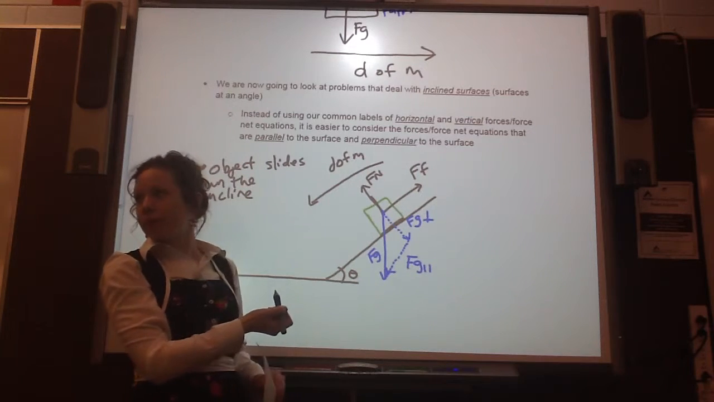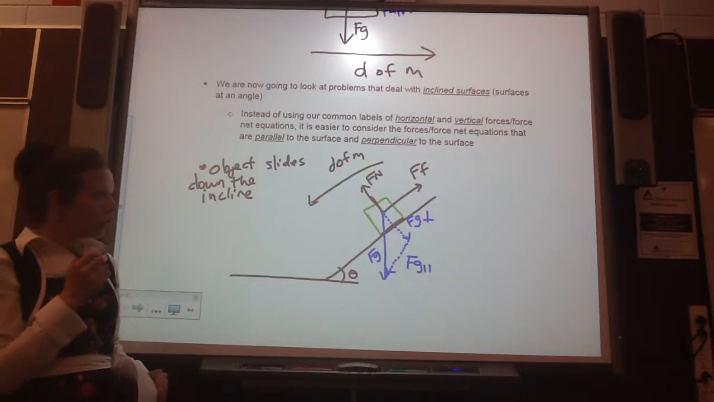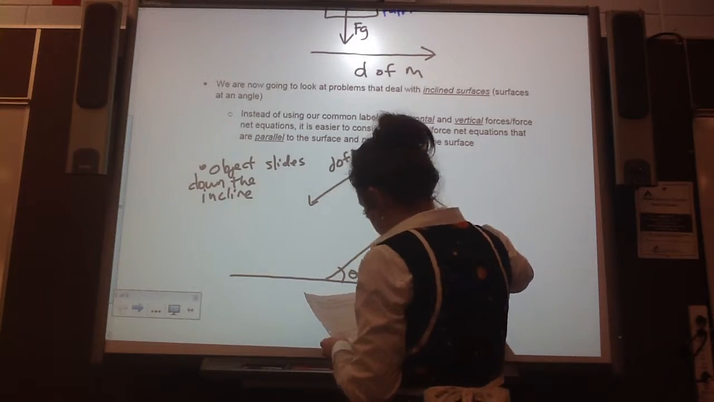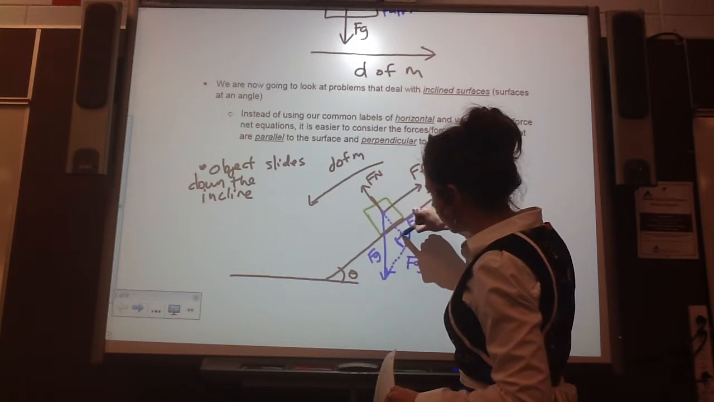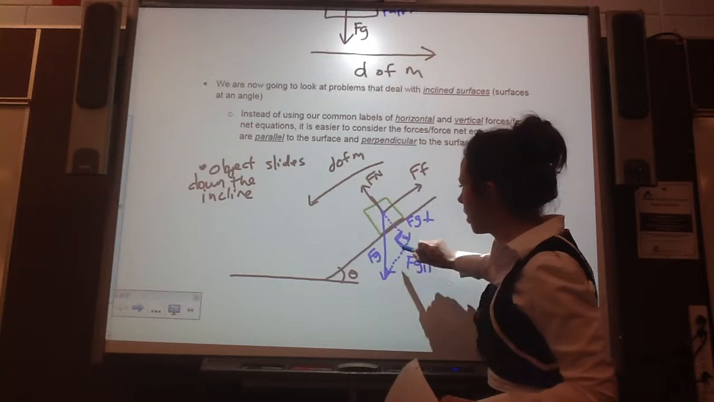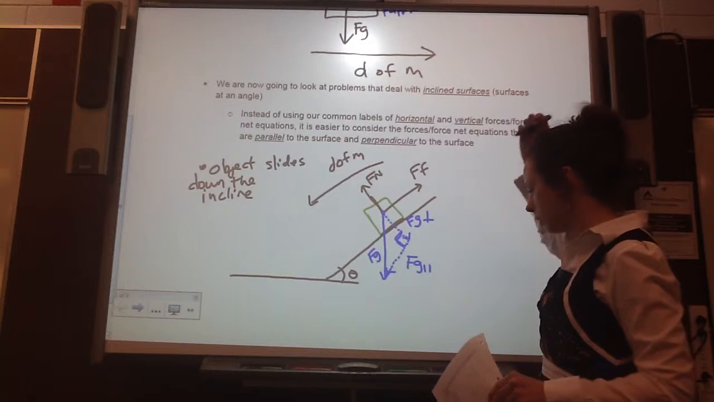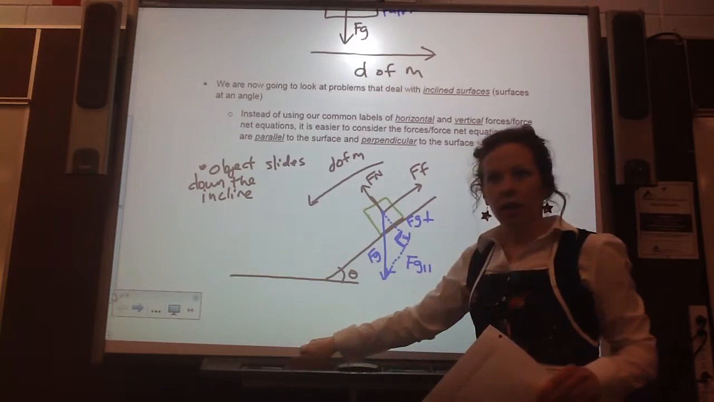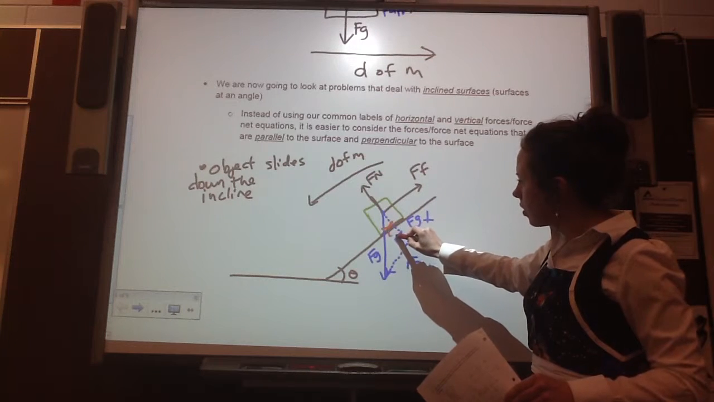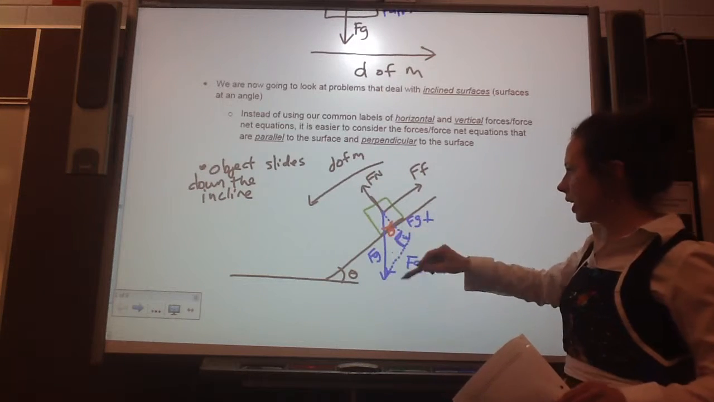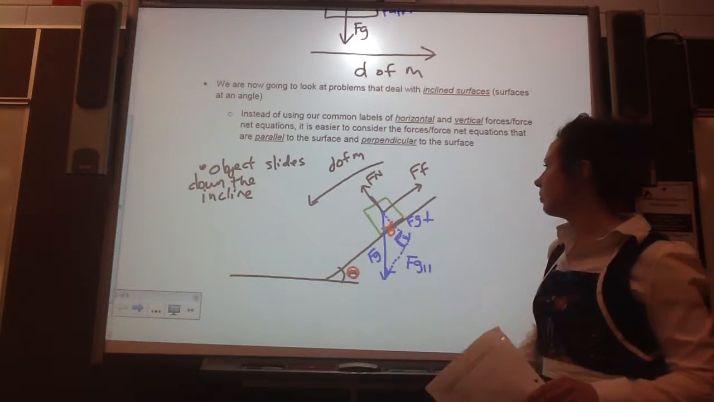My diagram's not perfect. How come you didn't make like a right triangle? It is. It's just not super awesomely drawn. But this is a right angle right here. Yeah, so you can draw that in, that's a right angle between FG parallel and FG perpendicular. And this angle here is also theta. That's the angle of the incline. So this theta is the same as this theta.